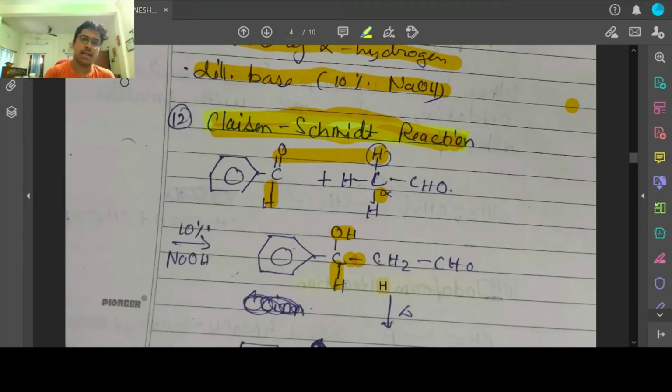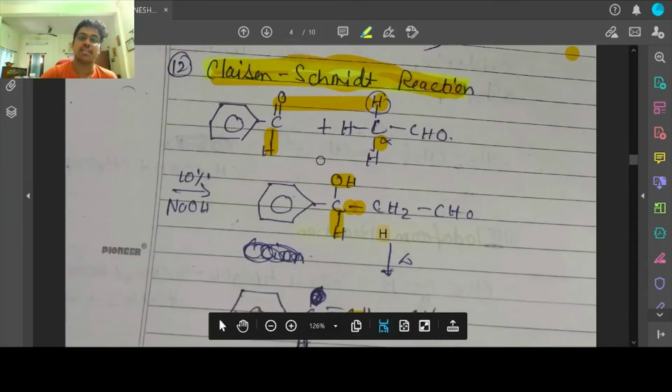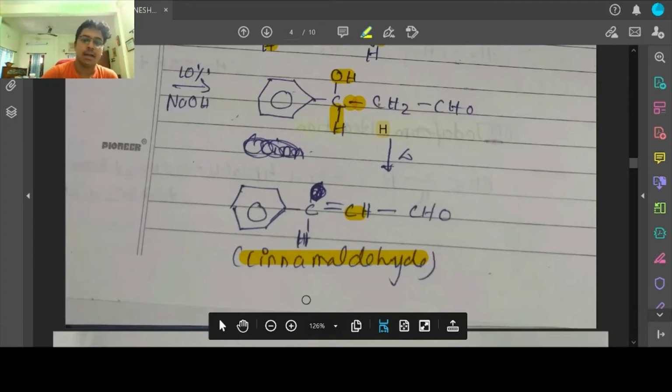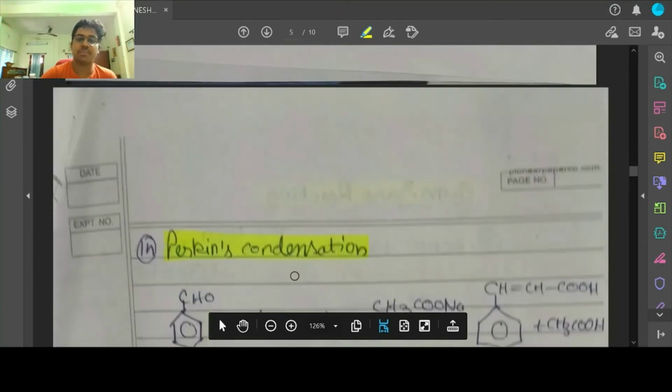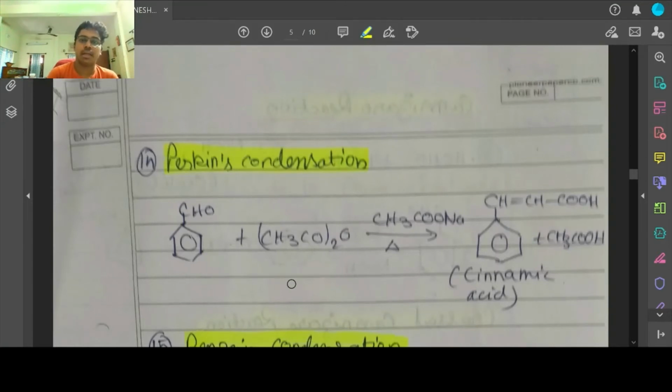Aldol condensation of benzaldehyde and methanaldehyde occurs, and after the aldol condensation, the product is formed and that product is heated to form cinnamaldehyde. So cinnamaldehyde is formed by the Claisen-Smith reaction. I hope this is clear. Let us move on. The names might seem confusing to you, but the more you read and revise, the more familiar you will get with the terms and it will be a cakewalk for you. That is why I am repeating more and more times, so that you can remember the things from the video itself.